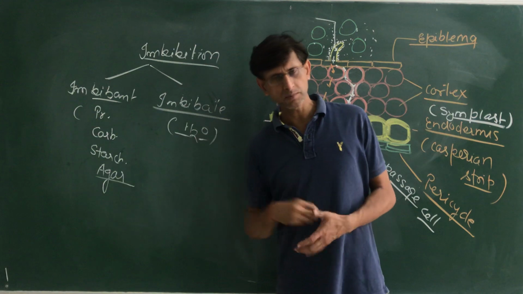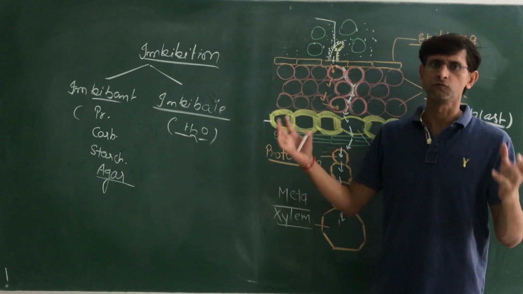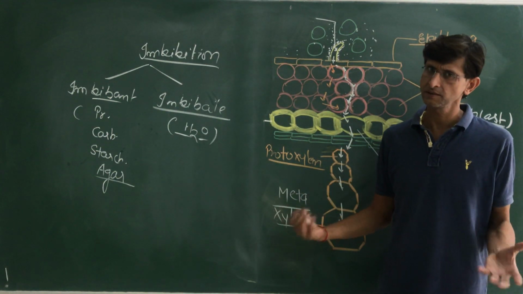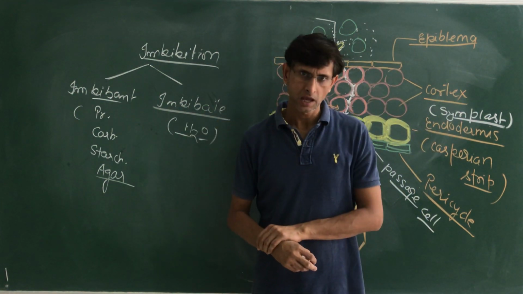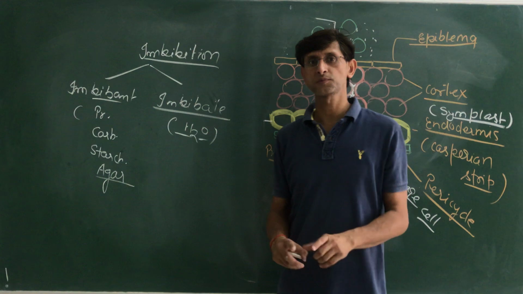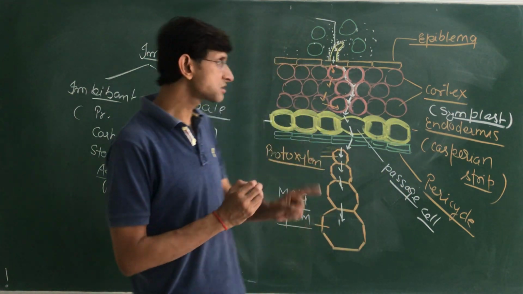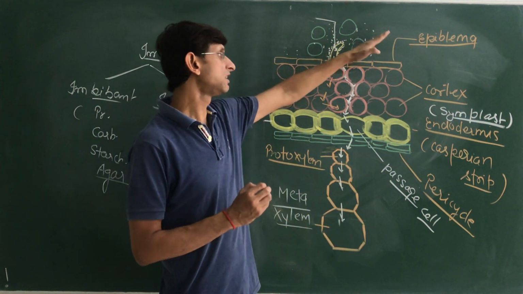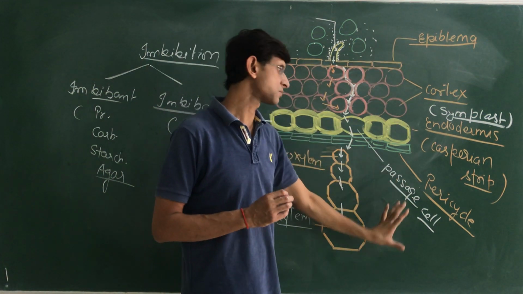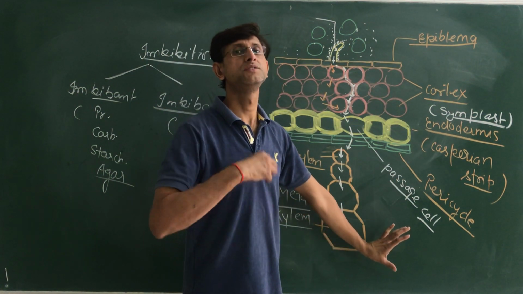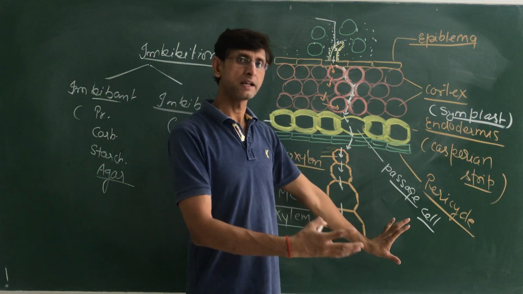Examples of imbibition are swelling of wooden furniture in the rainy season, breaking of the seed coat during seed germination, and during water absorption, where the root first shows imbibition pressure. We will discuss this process when we discuss root water absorption. This diagram is related to that process, but we will discuss it later.